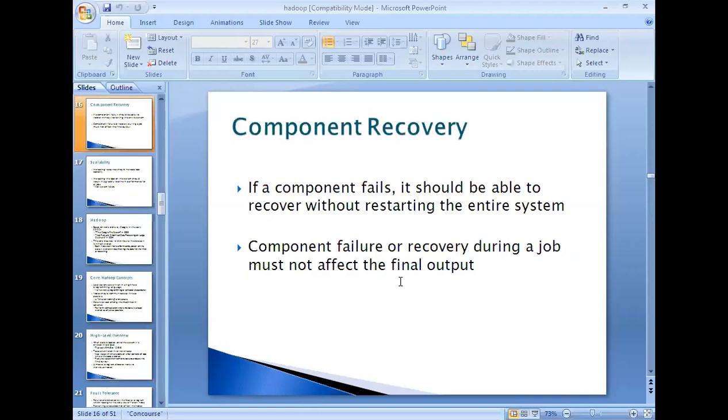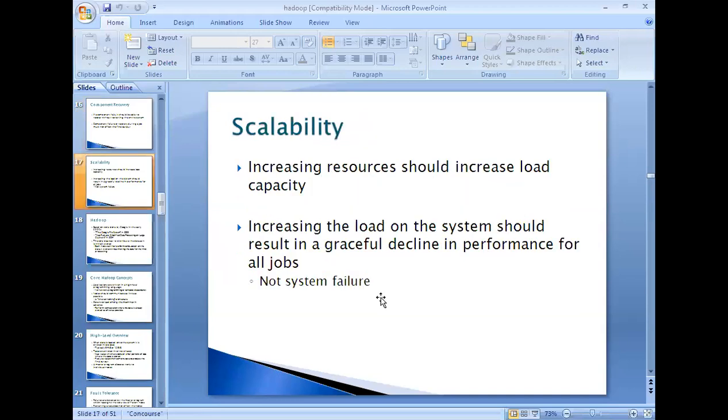Component recovery: if a component fails, it should be able to recover without restarting the entire system. We simply exchange the task. That's it. We need not worry about the entire system being restarted, right? Component failure or recovery during the job must not affect the final output, as I told you. Whatever performance we expect should be the same after the failure has occurred. And scalability means increasing the load or increasing the number of nodes in the system.